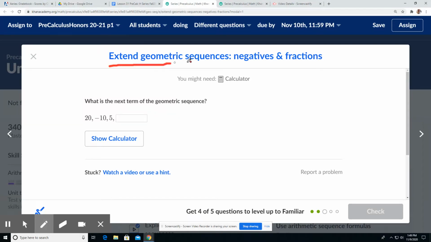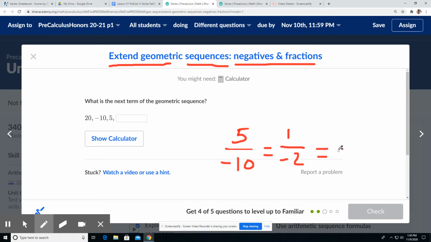Well, we are extending geometric sequences. They have negatives and fractions involved. So it's the same idea, the second divided by the first. I like just focusing a little bit farther on down the line when the numbers are larger or smaller, like this, getting farther down. So that would be a 5 divided by negative 10, which 5 goes into 5 once, 5 goes into 10 twice. So that turns into 1 over negative 2.